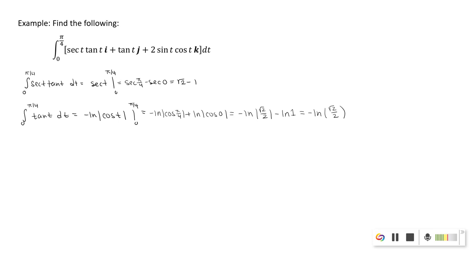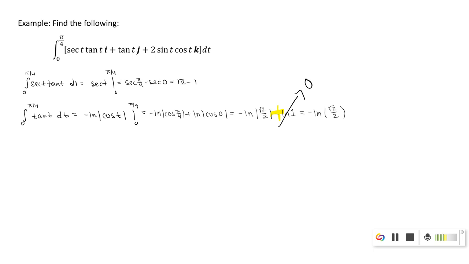So let's see, I get negative natural log of cosine of pi over 4 minus a minus, so plus natural log of cosine of 0. So negative natural log of root 2 over 2. And then this should be a plus ln 1, although natural log of 1 is just 0. So final answer, negative natural log root 2 over 2.